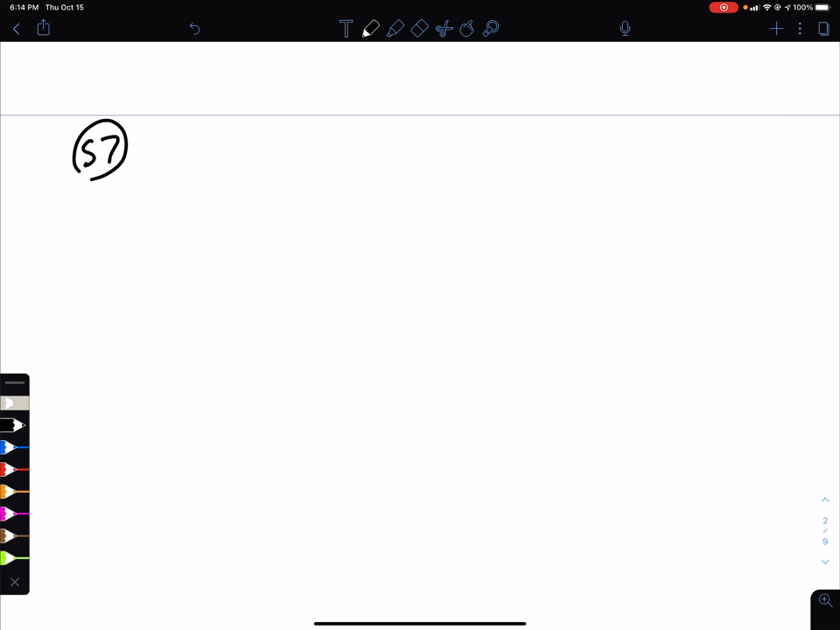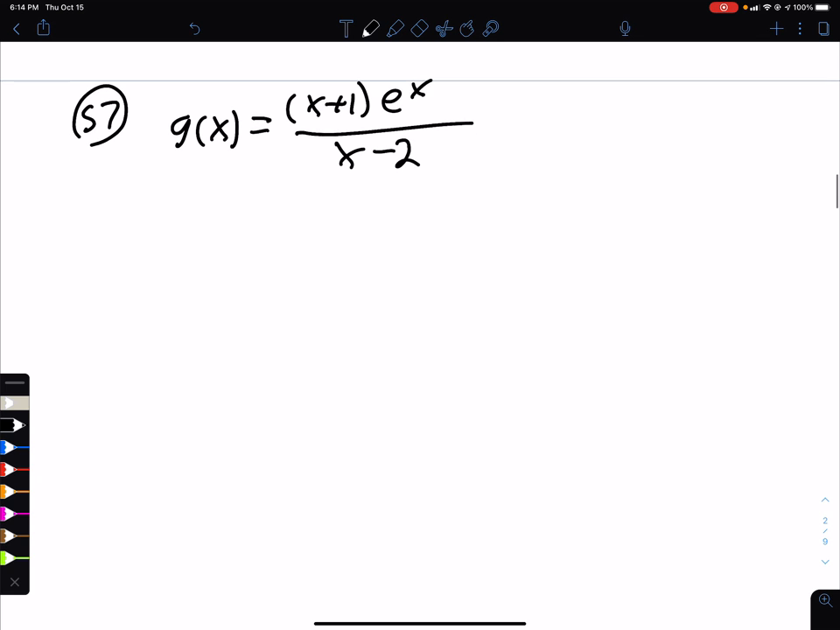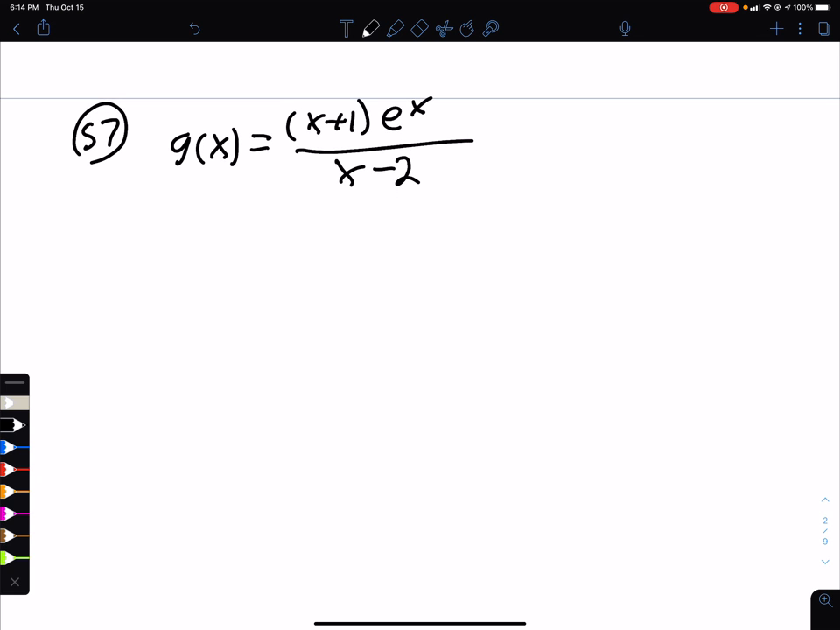So 57, it's going to be kind of ugly. And I recommend doing side work, because if you don't do side work, you can make a lot of careless errors. So the first thing you have to know, there's an implied parentheses. When you have a big fraction bar, there's implied parentheses on top and bottom. So now it should be clear that we have a quotient rule.